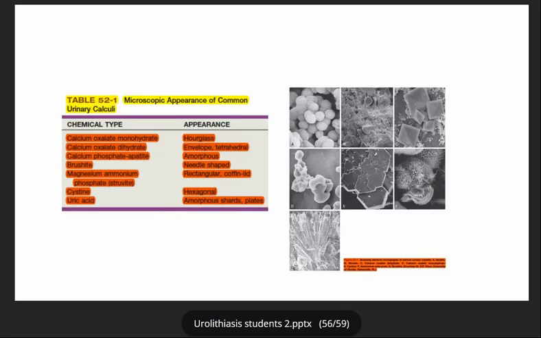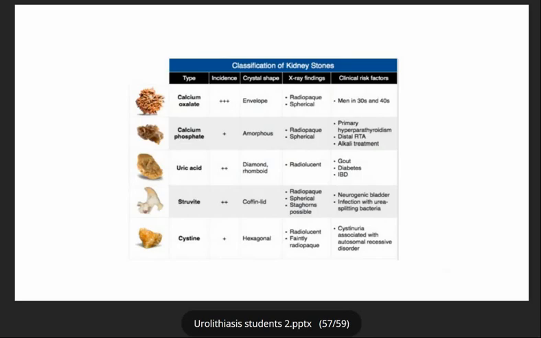This one you don't have to know, just for your interest, that there are certain shapes for the stone when we examine them under the microscope. And this table summarizes the stones. So for calcium oxalate, as we mentioned, it's the most common stone, and the shape is envelope, and it's radio opaque. What does it mean, radio opaque? It shows on X-ray.